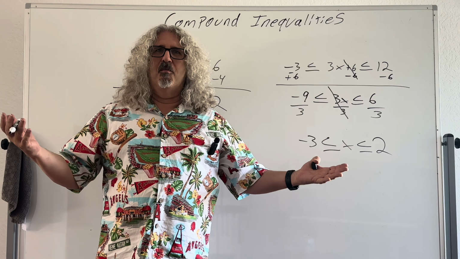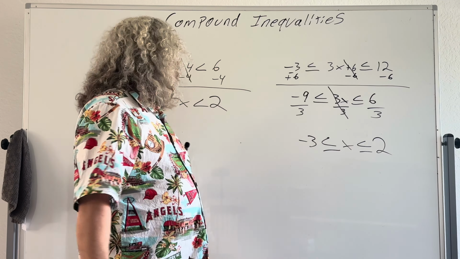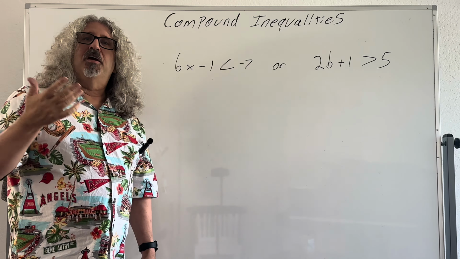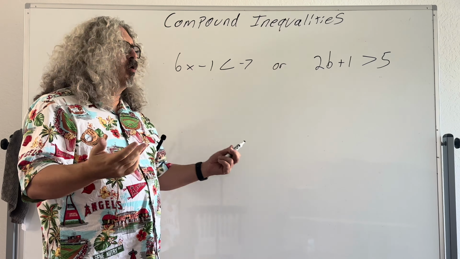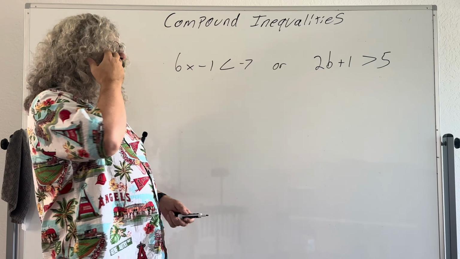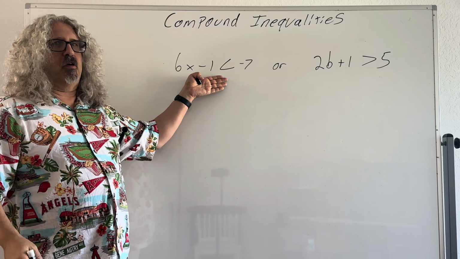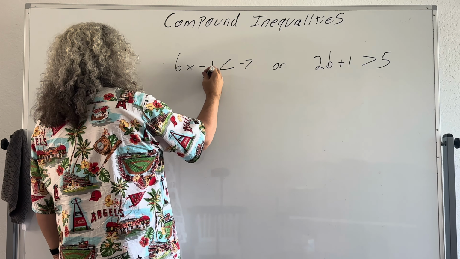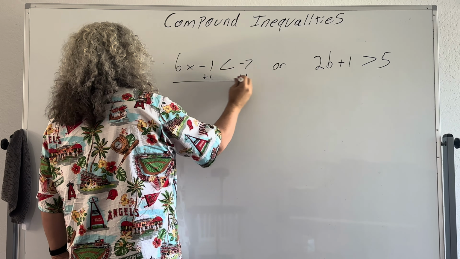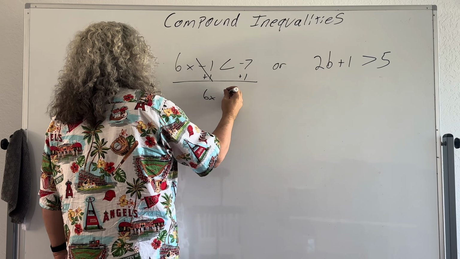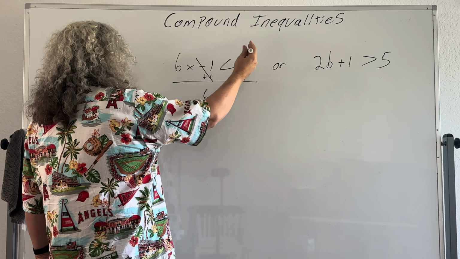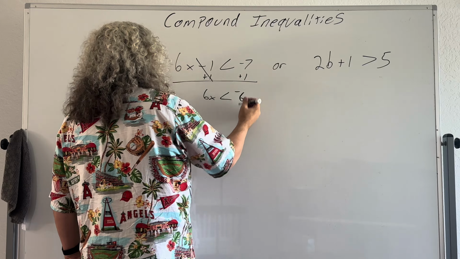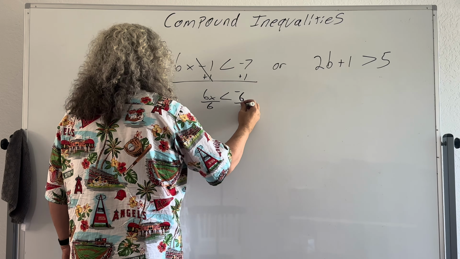What about some ORs? Let's try that. Okay, here's one OR problem. But remember, on the ORs, they're really just two separate problems. So in this case, we're just going to treat this like a completely separate inequality. So I want the x value by itself, so I'm going to add 1 to both sides. Boom, 6x is less than negative 7 plus 1. Signs are different, so I subtract, keep the sign with the bigger number. Divide each side by 6.